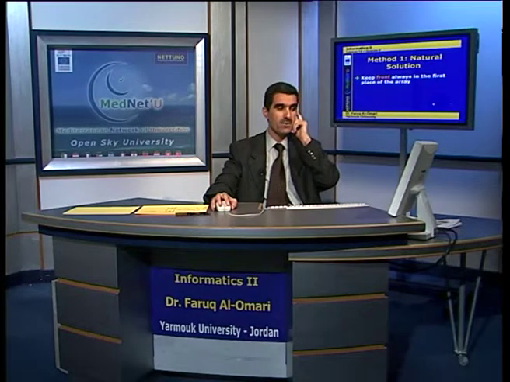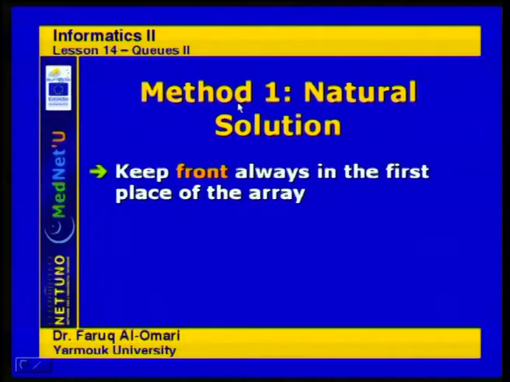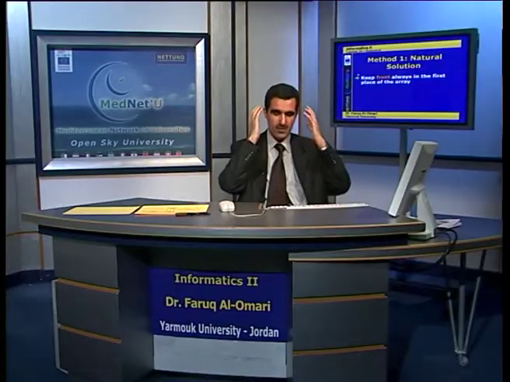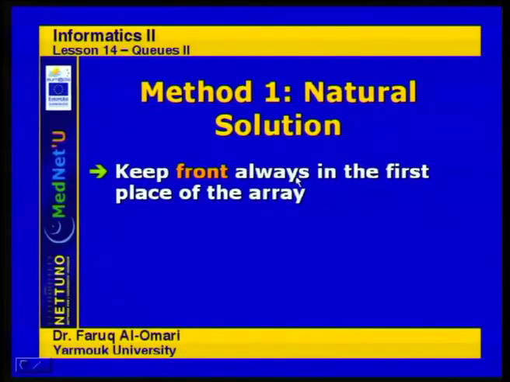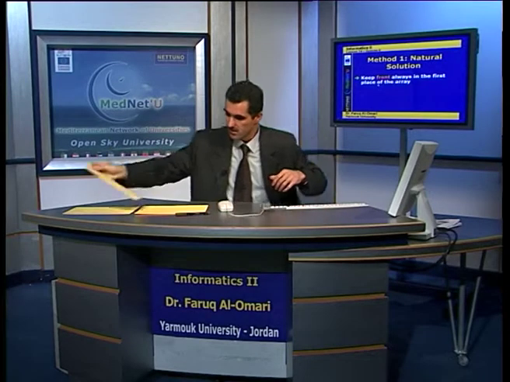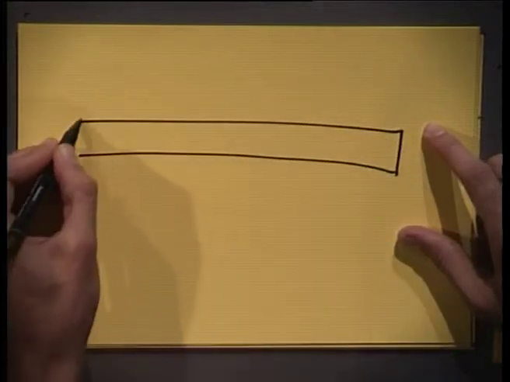Okay, the different examples that we have, the different scenarios. The natural solution, and that's the first method. According to this solution, the most natural, the first way of thinking about the problem is to keep front always in the first place of the array, like this. And we have to be a little bit awake in here and careful. Here's my queue. It's some sort of an array.